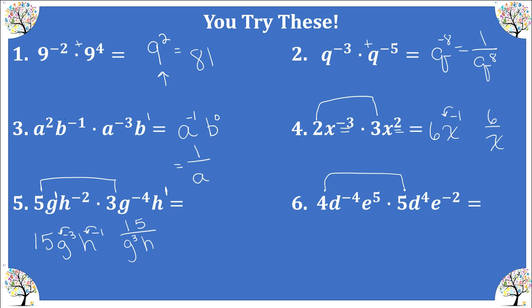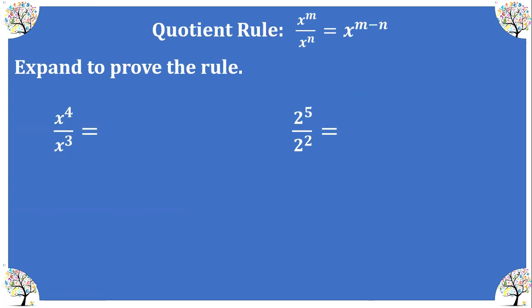And number 6. 4 times 5 is 20. Then we have a factor of d and a factor of e. So negative 4 plus 4 is 0. 5 plus negative 2 is 3. So we have 20 times d to the 0 is 1 times e to the 3. We don't need this 1. So again, remember, we're simplifying. You're condensing the expression using as few characters as possible. That's our final answer. Okay, now let's go over the quotient rule.